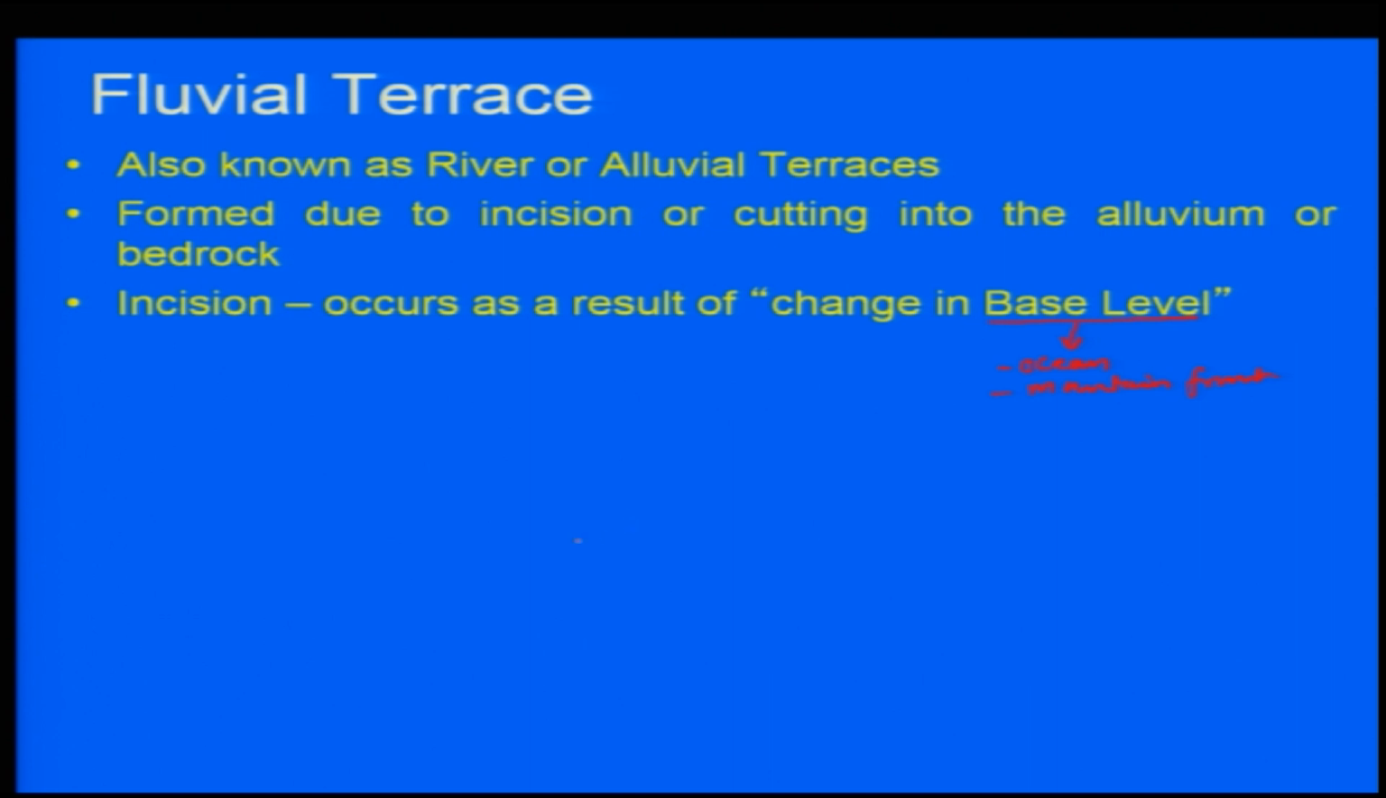So, suppose a channel is coming and debouching into any major river or at the ocean, and if there is a change in the base level here, this channel will try to incise. And if there is a local change, then also it will result in incision. Suppose there is a change here, then it will incise this portion. So, let us see the factors which are responsible for the change in base level.